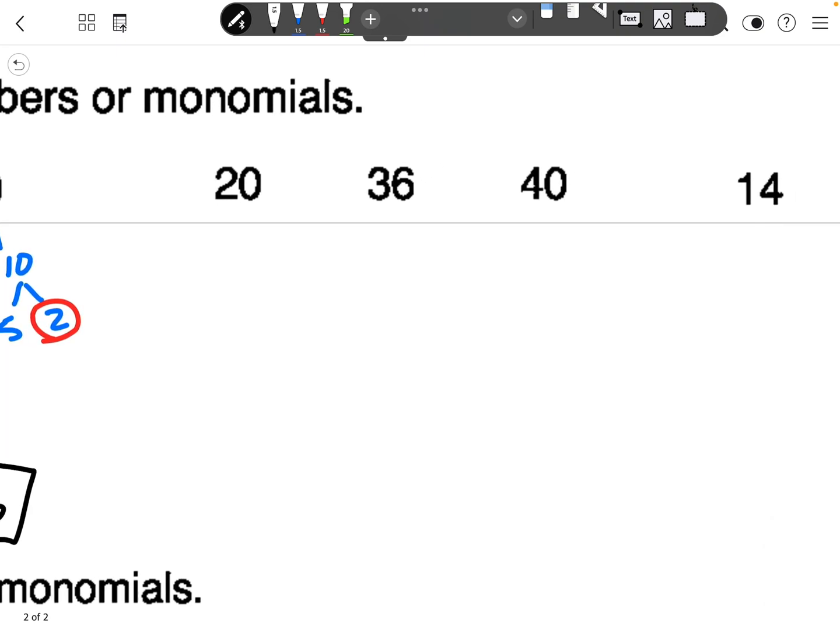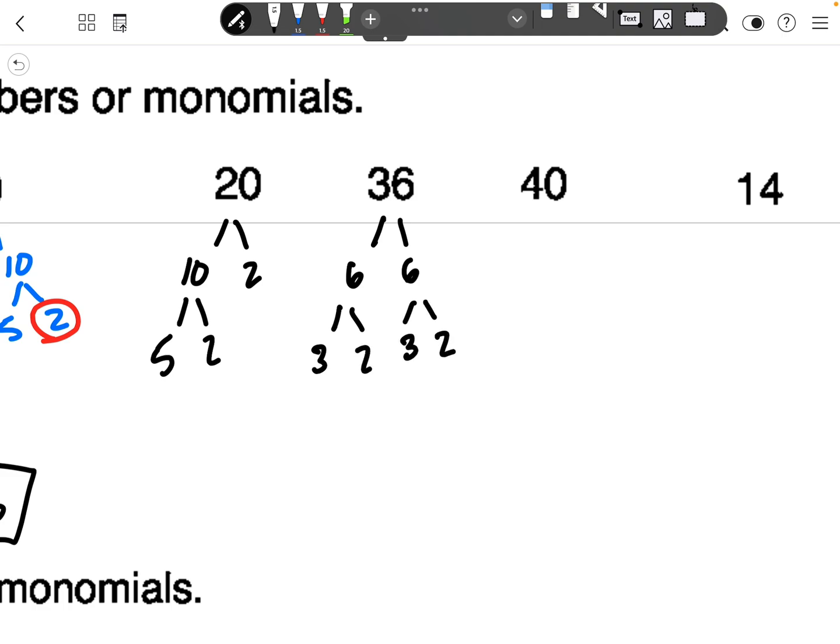So now if I have 3, we can break down all these here. So 20 is 10 and 2, which is 5 and 2. 36, I can do 6, 6, 3, 2, 3, 2. 40 is 4 and 10. Now I need numbers that are in all of them. So I have a 2 in all of them.